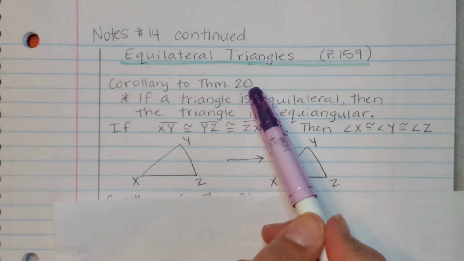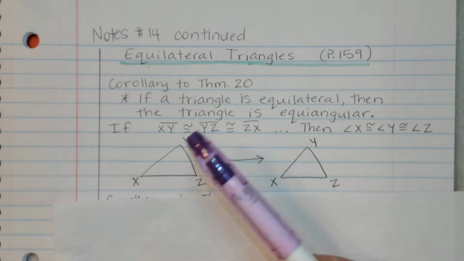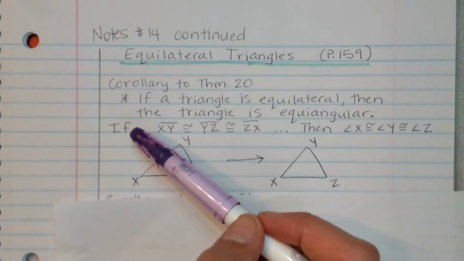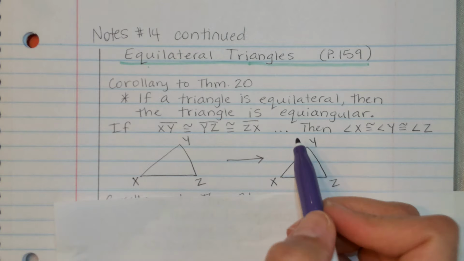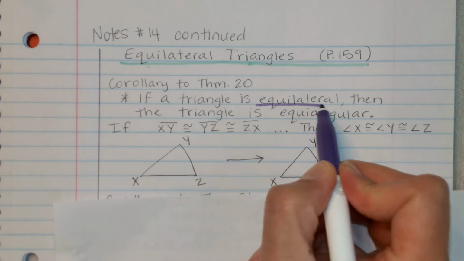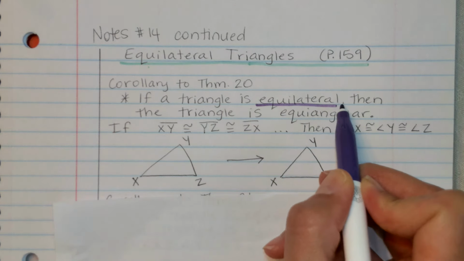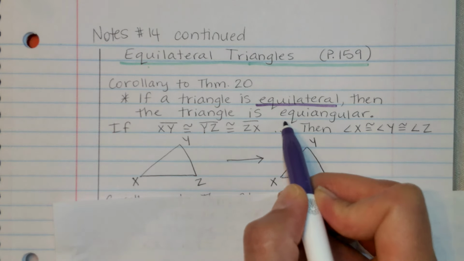So theorem 20 was the isosceles triangle theorem, but this is a corollary, which is kind of like an addition, like it's a little bit modified. So if a triangle is equilateral, then a triangle, so look at that, it's equilateral, but then here we call it equiangular.